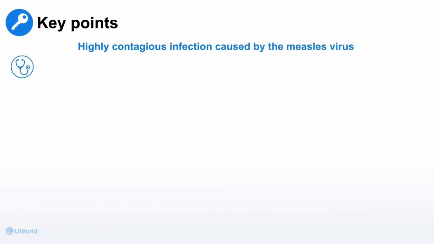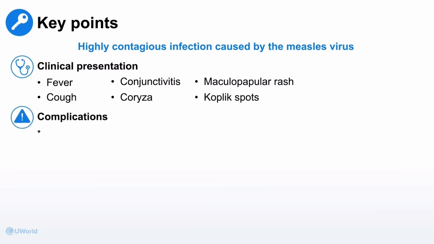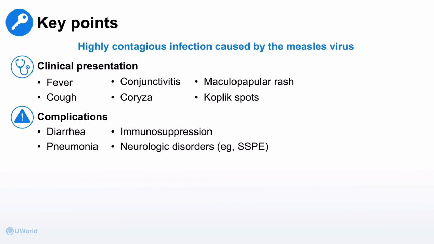Measles, also known as rubeola, is a highly contagious infection caused by the measles virus. The illness begins with a prodrome of fever, cough, conjunctivitis, and coryza, followed by a characteristic maculopapular rash. Koplik spots, if present, are pathognomonic. Complications can include diarrhea, pneumonia, immunosuppression, and neurologic disorders, such as subacute sclerosing panencephalitis.